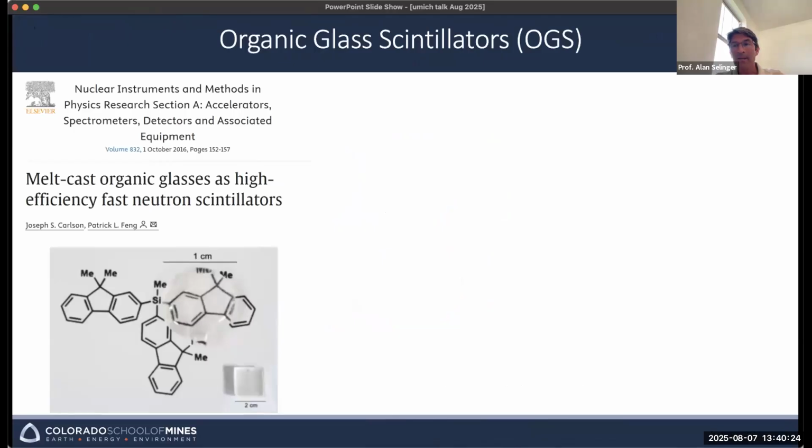All right, so the last topic that I will quickly go over is what's referred to as organic glass scintillators. They're related very closely to the PVT-based scintillators, except in this case, the matrix and the dopant are basically the same thing. This was a paper published by Joe Carlson and Patrick Fang at Sandia National Labs at Livermore in 2016. They basically made this molecule and simply melted it. As organic chemists, you can design materials such that they do not crystallize. So this will melt and form a transparent product that will remain relatively stable and not crystallize over time. This is what they reported.